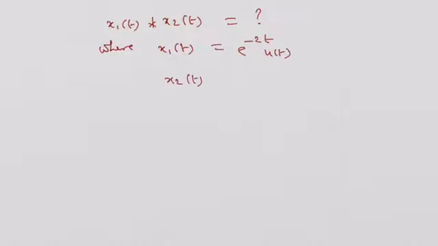I'll continue with the next problem. The next problem is obtaining the result of convolution of x1 of t and x2 of t. What is the result of x1 of t convolved with x2 of t, where x1 of t is given as e power minus 2t u of t, and x2 of t is equal to e power minus 6t u of t.